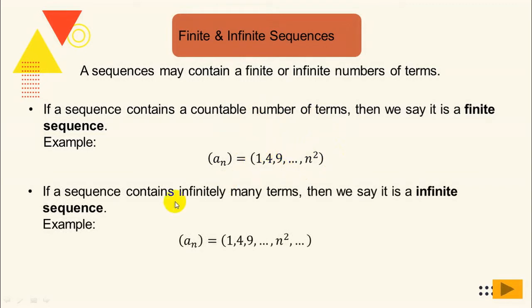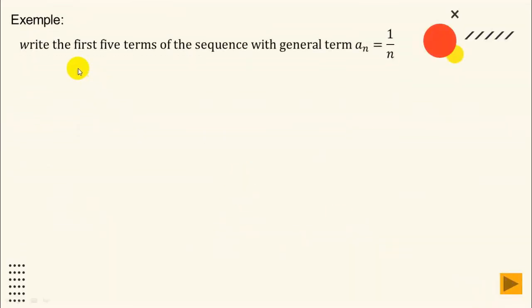And then, if a sequence contains infinitely many terms, then we say it is an infinite sequence. Okay, so in here, 1 until n squared is called finite, but after n squared it's called infinite. Okay, so let's do an example. Write the first 5 terms of the sequence with general term a_n equals 1 over n.